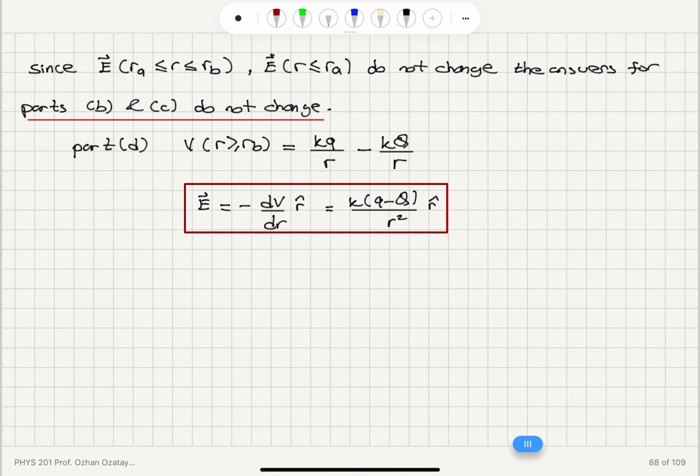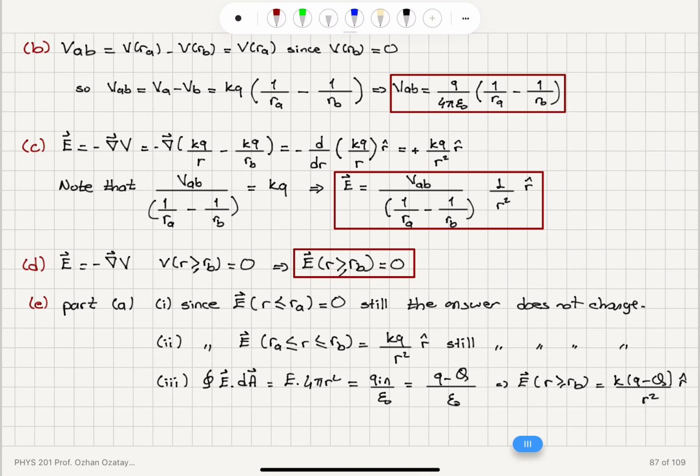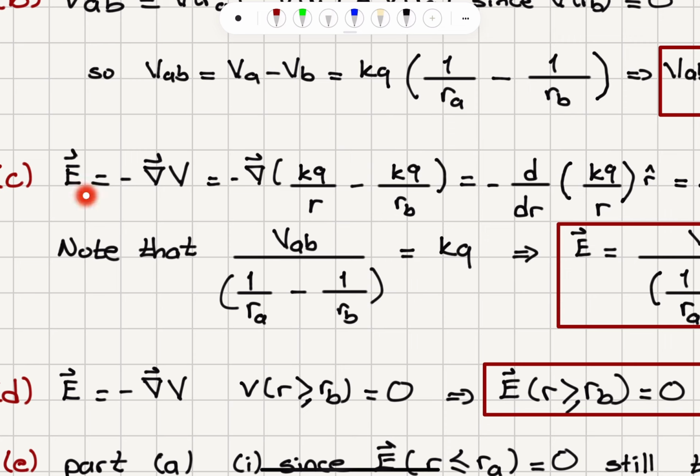All right, so in this part of the problem, I have used electric field is equal to minus gradient of potential, knowing that the potential between the two spheres was given by kq over r. This is the contribution from the inner metal sphere, and minus kq over rb from the outer shell.